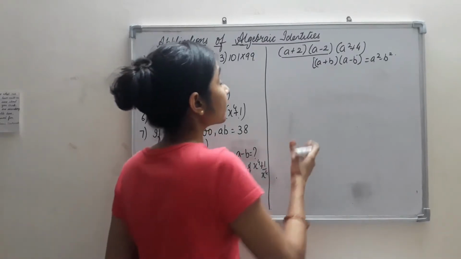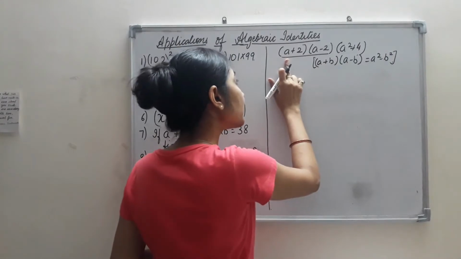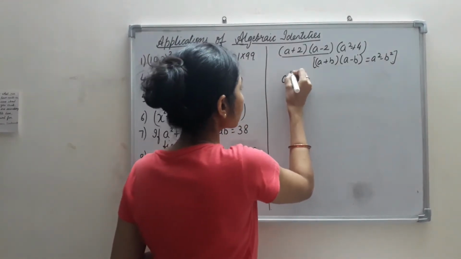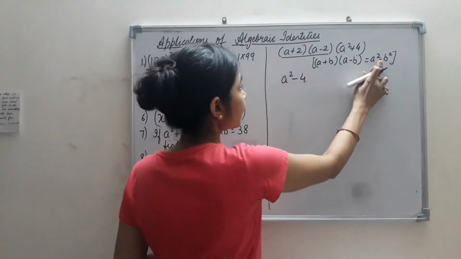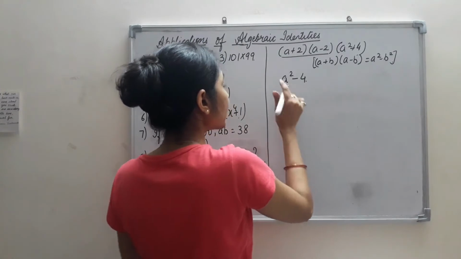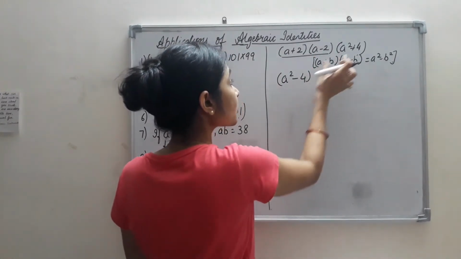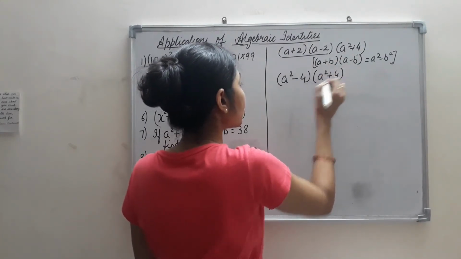So here we get a square minus b square. So a is a itself here and b is 2 here. So the square of a will be a square only, and the square of 2 will be 4. We are having the minus sign in between. So we get a square minus 4. So the product of these two we have written here as a square minus 4. Now we are supposed to multiply this. So we will just write here a square plus 4.